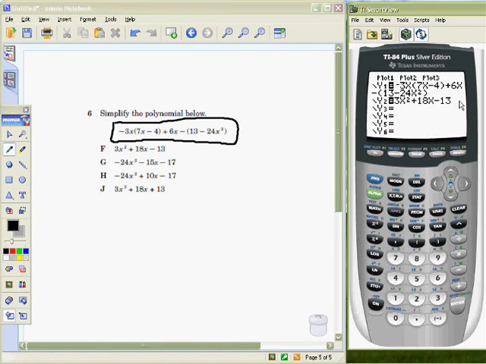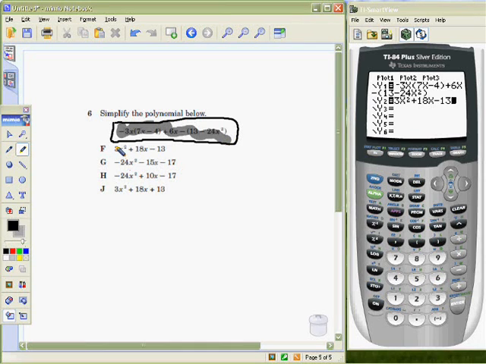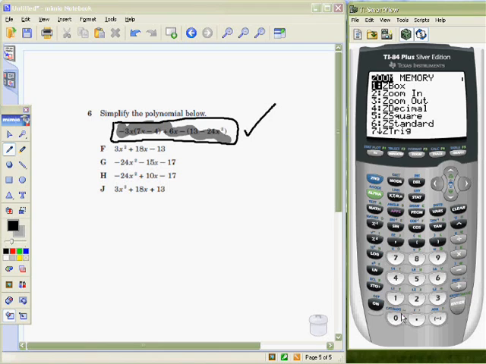Now the idea again is, since this is the original problem we're starting with, if I simplified it, it's going to match one of these 4 answer choices. So if I look at the graphs, one of these answer choices is going to have the same graph as our original problem. So I don't want to just hit graph, I want to hit zoom 0, which is zoom fit, and that's going to fit both of the graphs onto my screen.